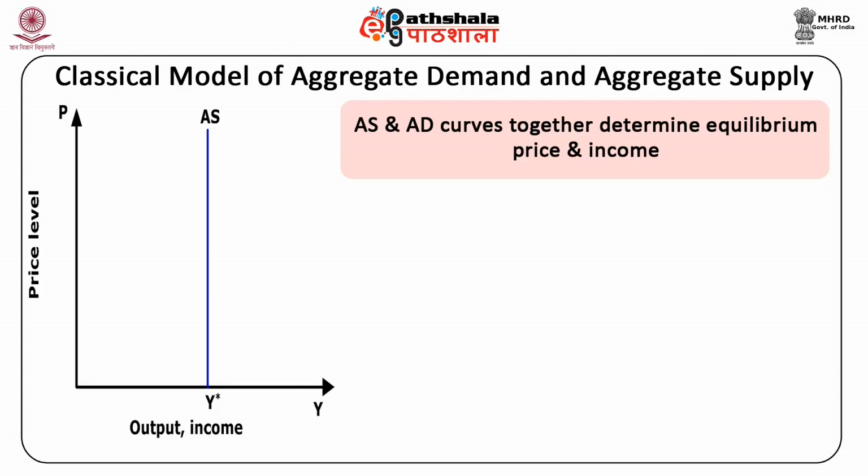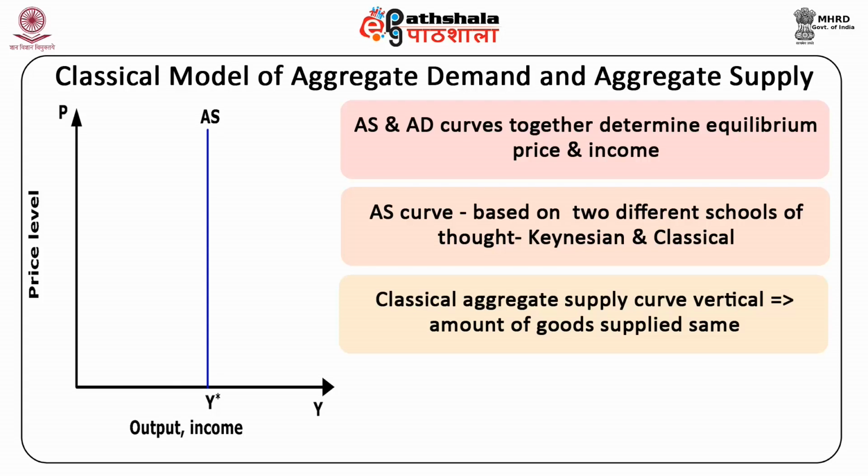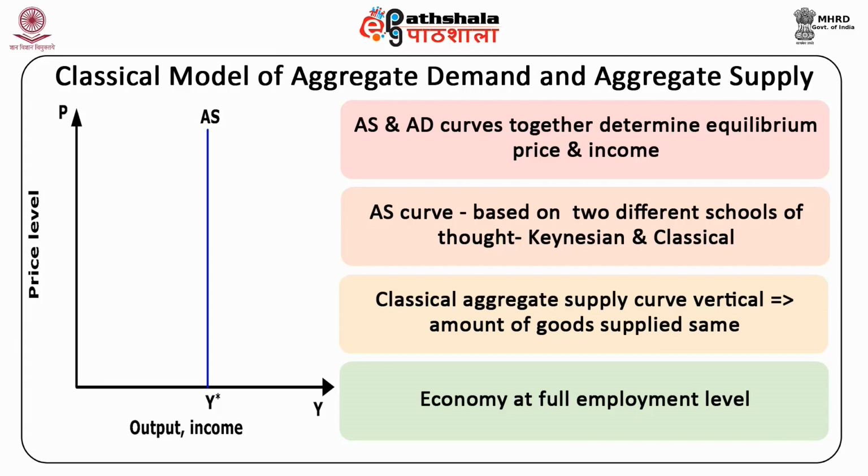The AS and AD curves together determine the equilibrium price and income. The AS curve has two extreme cases based on the two different schools of thought, Keynesian and classical. The classical aggregate supply curve is vertical, implying that the amount of goods supplied will be the same no matter what the price is. This happens because in the classical case, we assume that the economy is at full employment level.